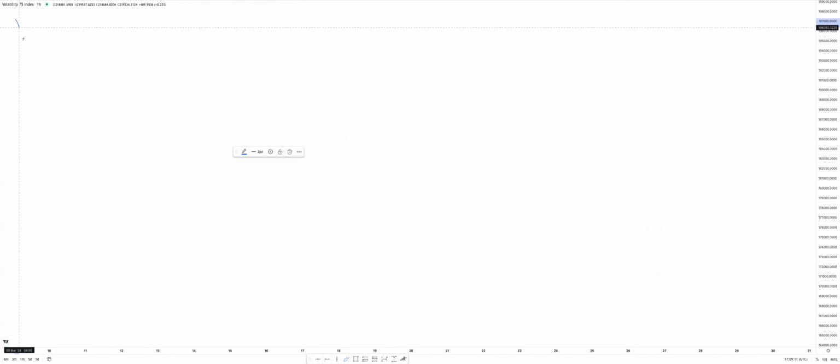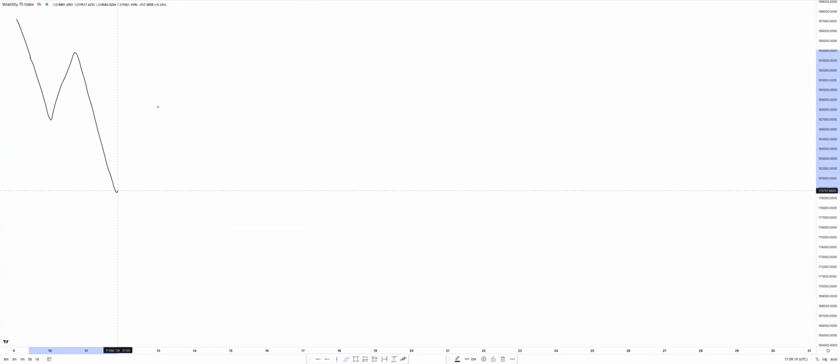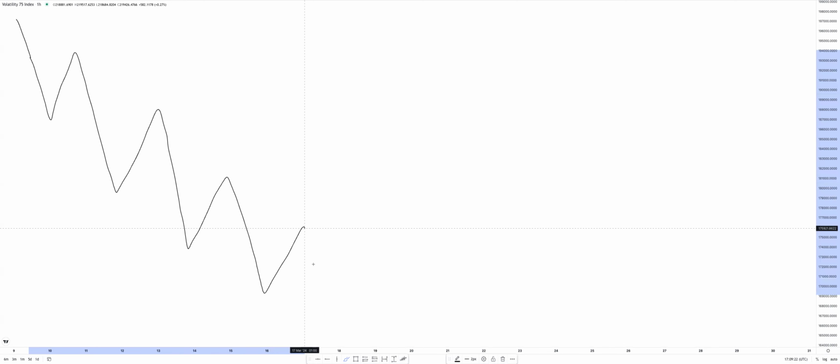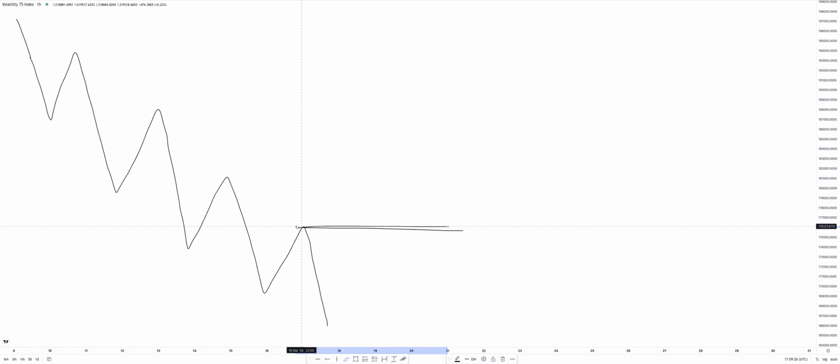So let's say we have this downtrend right here. Let's say price gets to break our structure right here. So after price breaks our structure, that's a confirmation that we have a high possibility of changing the direction of the trend from a downtrend to an uptrend.